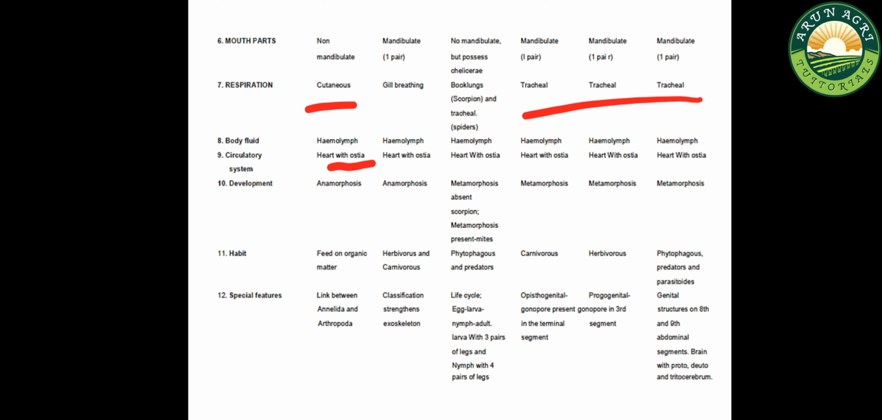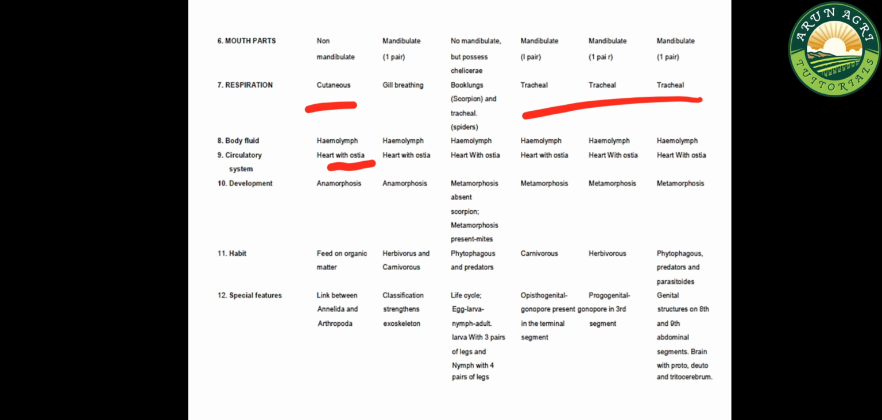And regarding the development, in onychophora and crustacea, you can see anamorphic development. Anamorphosis means that after each and every molting, there will be an increase in the abdominal segments. So take the example of any one insect or any one class. Initially there will be 7 abdominal segments immediately after emerging from the pupa. But after every molting, there will be an additional increase in the abdominal segments. Suppose before molting it is 7, then after the first molt it will be 8, then after the second molt it will be 9. Like that, there will be an increase in the number of abdominal segments.